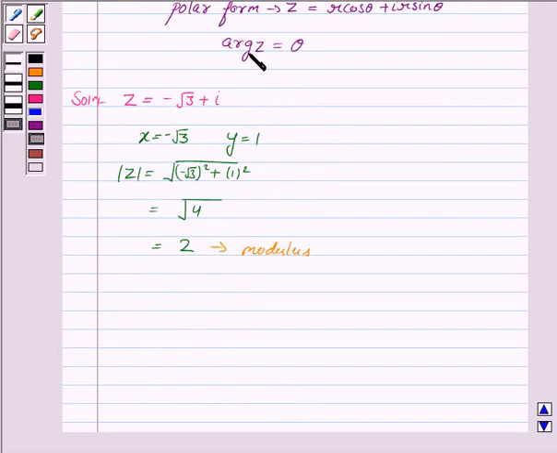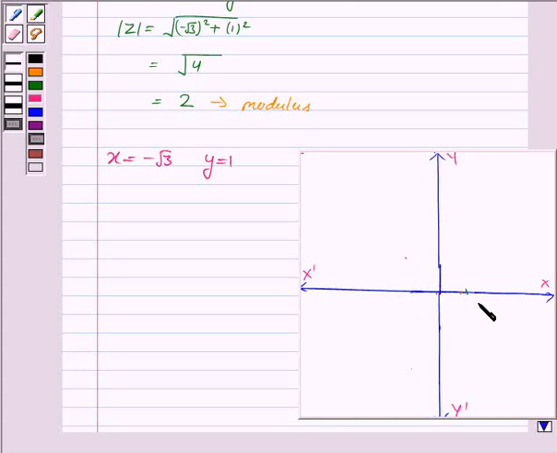Now we have to obtain the argument of z, that is, we have to obtain theta. So let us first plot the point minus root 3 and 1 on the Argand plane. So this is the Argand plane, and this is the x axis, and this one is the y axis. Now x is equal to minus root 3 and y is equal to 1. So this point lies in the second quadrant, and its distance from the origin is 2 because the modulus is 2. So we need to obtain the value of theta, right?